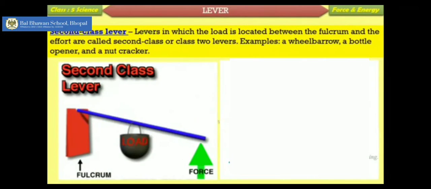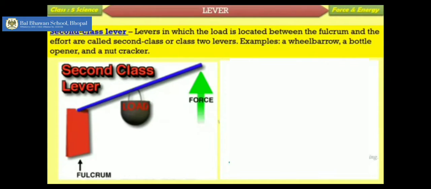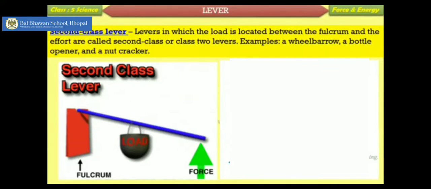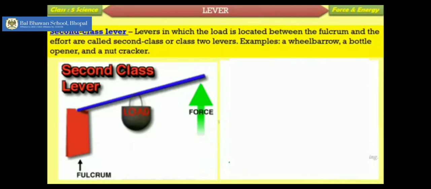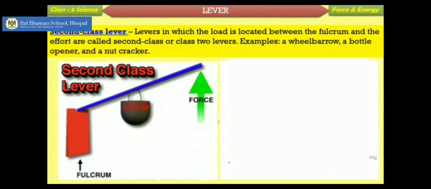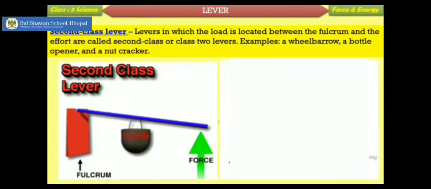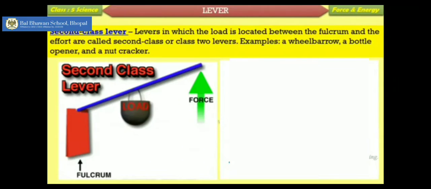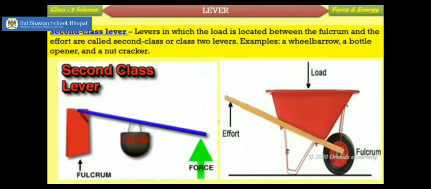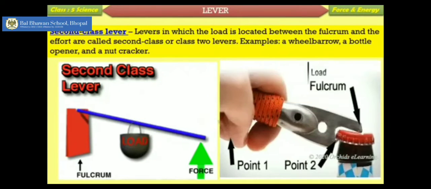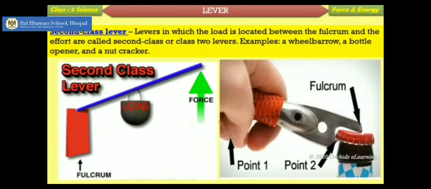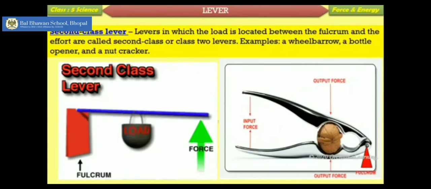Next, we'll talk about second class lever. Levers in which the load is located between the fulcrum and the effort are called second class or class 2 levers. Examples of second class levers are a wheelbarrow, a bottle opener, and a nut cracker.